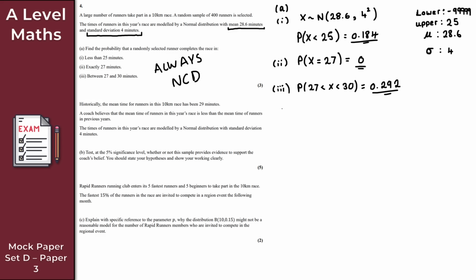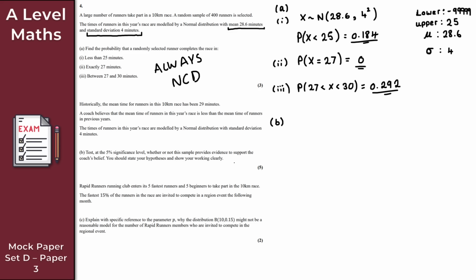Now for the next part then, part B, we'll just do this underneath here. As I can see, we've got even more waffle here. So let's just quickly read through this. So it just says then, historically, the mean time for runners in this 10-kilometer race has been 29 minutes. Now, a coach believes that the mean time of runners in this year's race is less than the mean time of runners in previous years. The times of runners in this year's race are modeled by a normal distribution with a standard deviation of 4 minutes. So what we want to do here is just perform a hypothesis test, right, at the 5% significance level, whether or not this sample provides evidence to support the coach's belief.